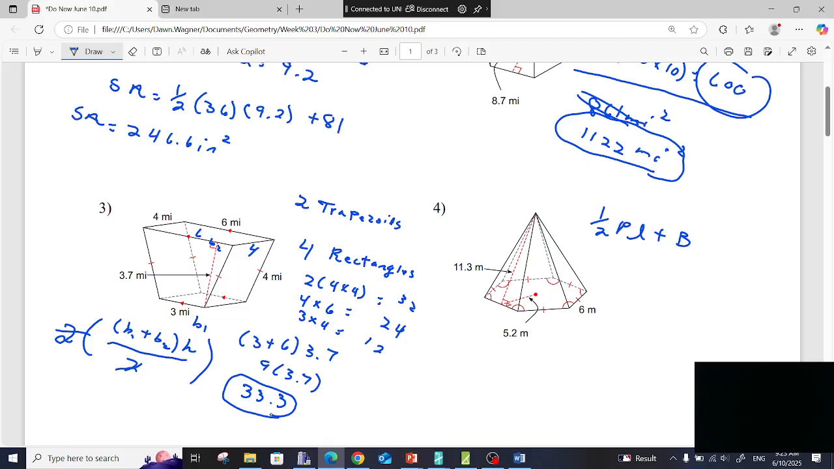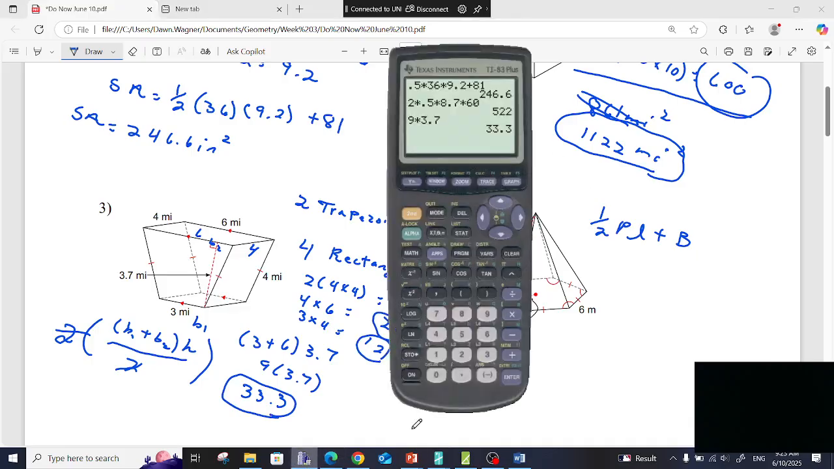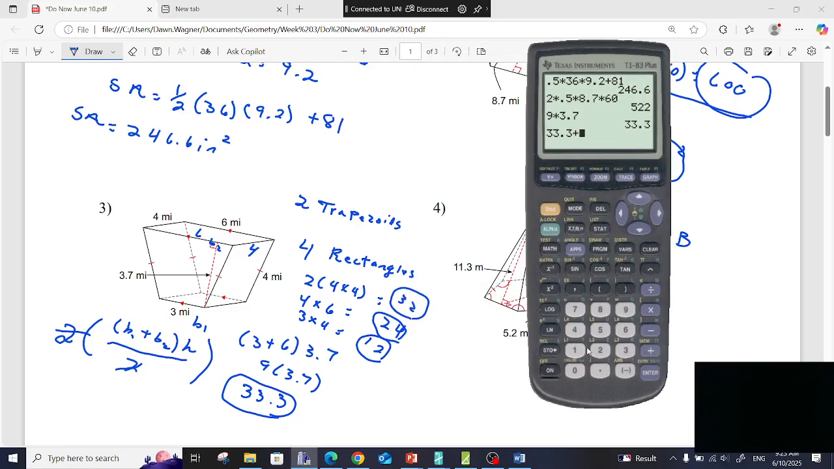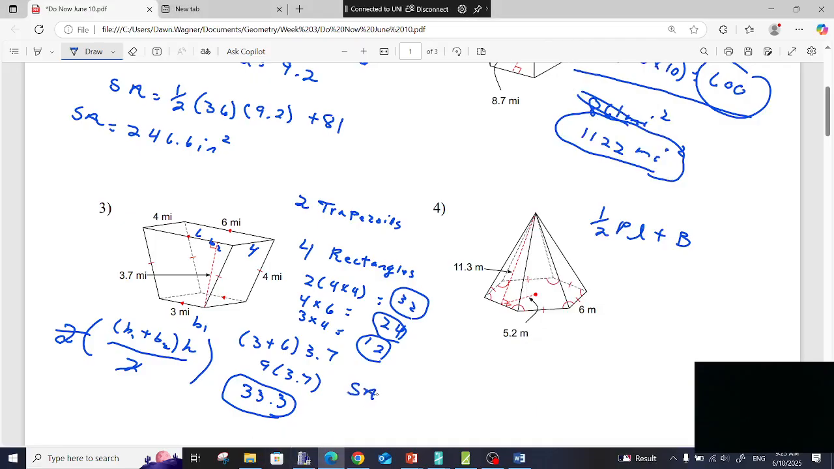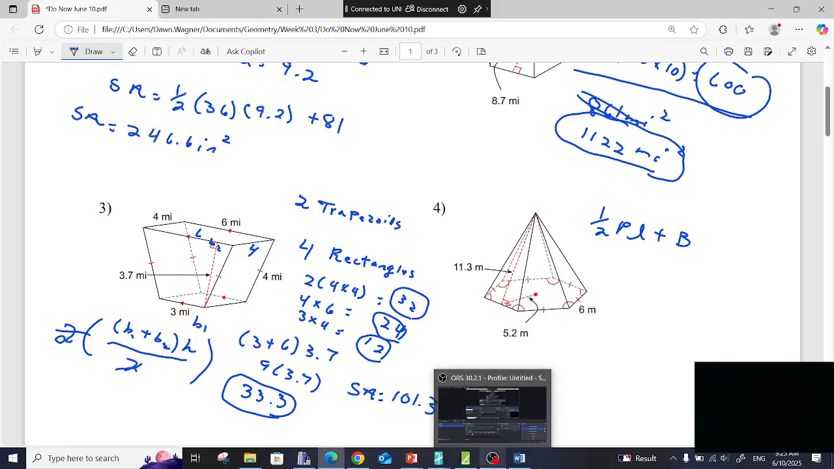You'd have to add the area of the two trapezoids and then all of these to get your total surface area. So it would be 33.3 plus 12 plus 24 plus 32. And that gives us a total of 101.3. And that would be miles again squared.